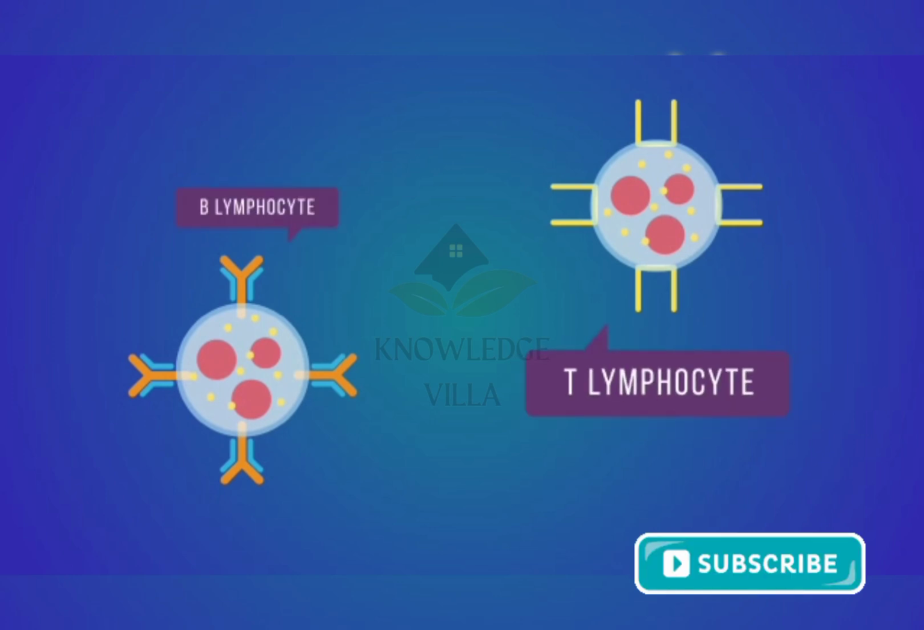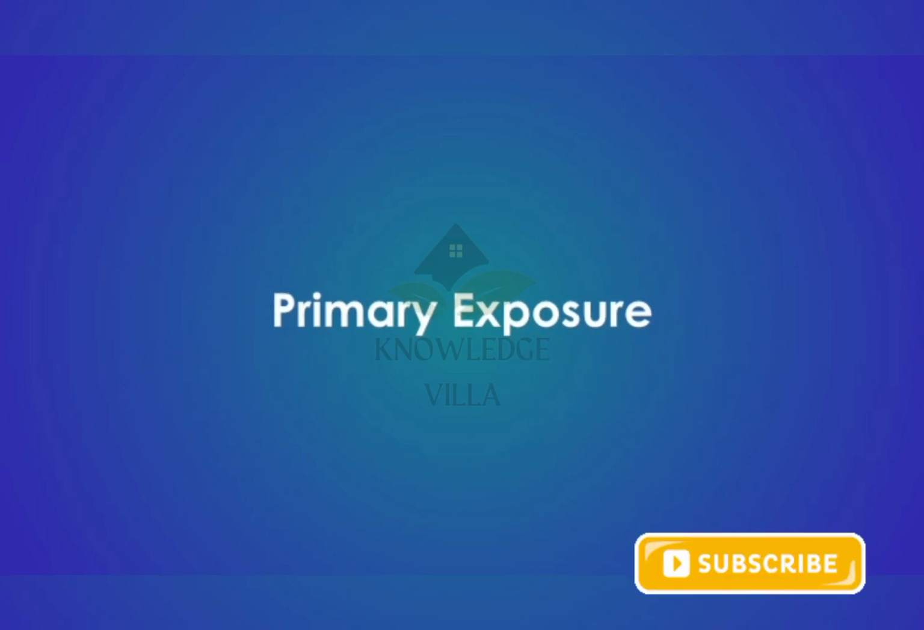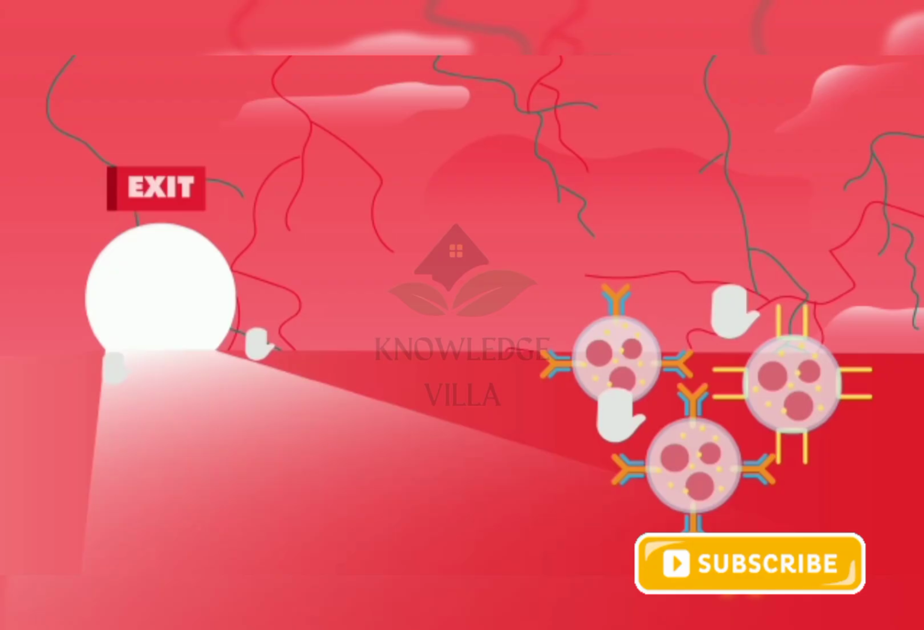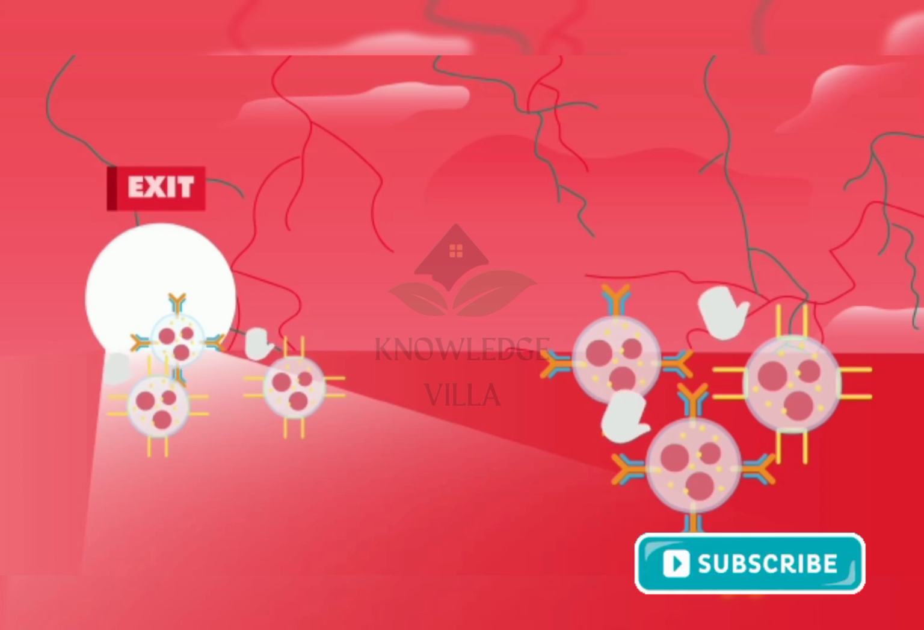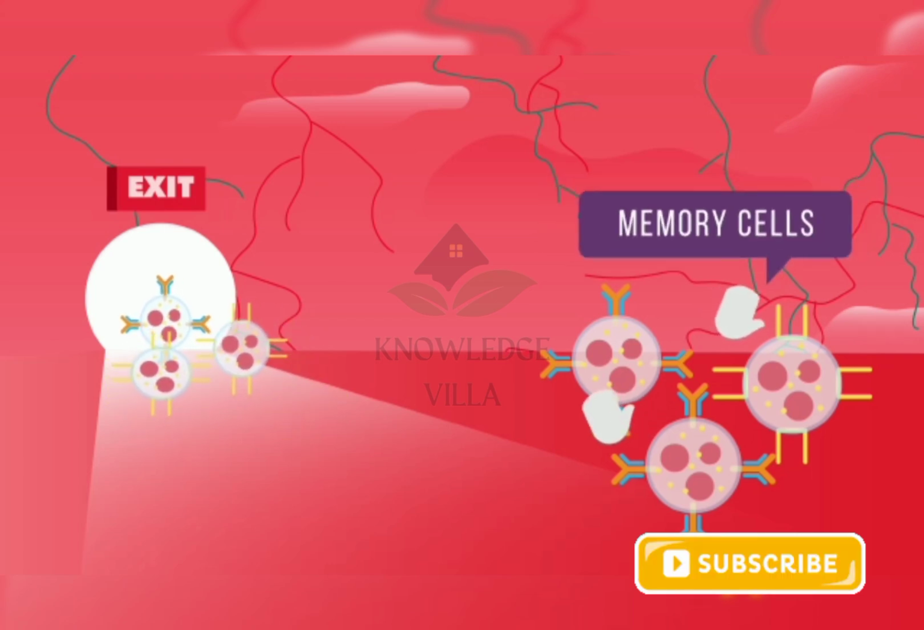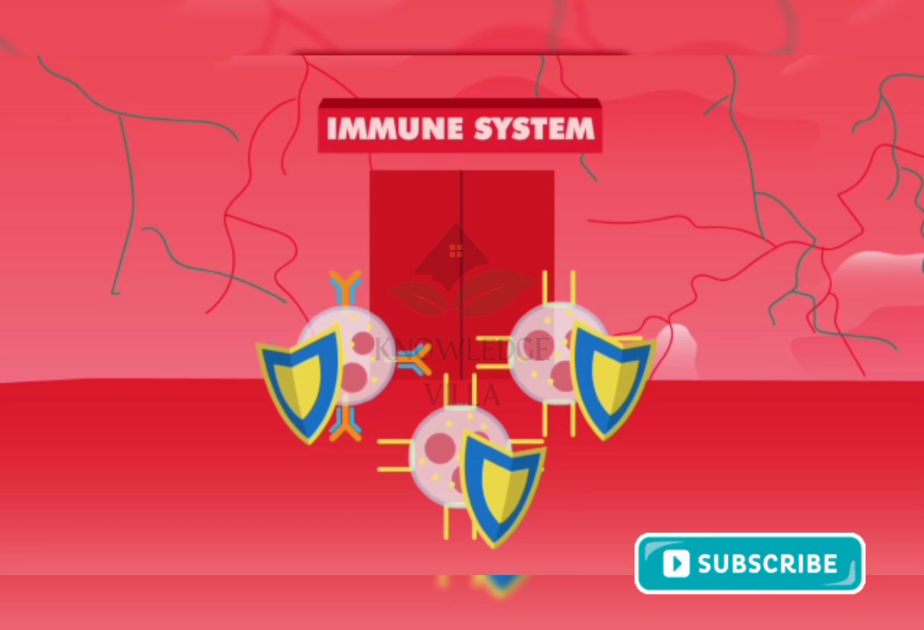Our adaptive immune system contains the white blood cells known as T and B lymphocytes. These become activated during the first time or primary exposure to the pathogen. Once the pathogen has been fought off by our body, a population of these T and B lymphocytes, known as the memory cells, remains in the individual.